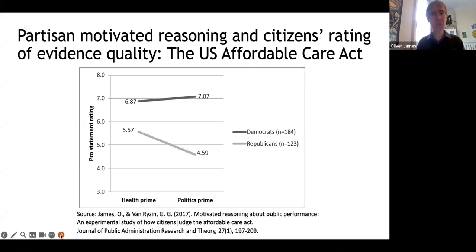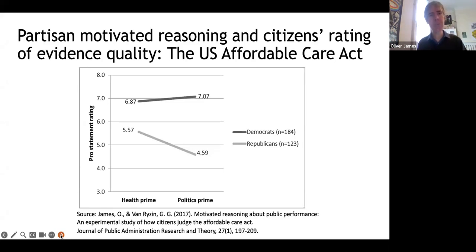So we gave Democrats and Republicans information that showed the program was doing well, and information that showed that some aspects of the program weren't performing so well on outcomes. And this is some views of the validity, how good the evidence is for the pro evidence that was showing that some elements of Obamacare were working well.